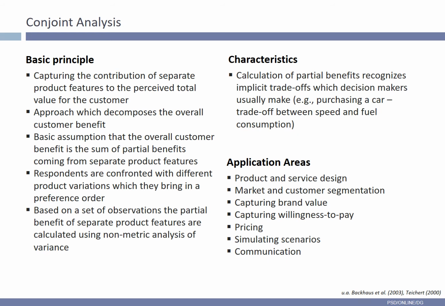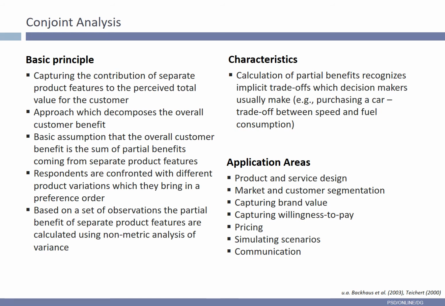Then there are some characteristics that are quite difficult to capture, such as the brand. How important is the brand for the customer when selecting a product? And the conjoint analysis is also able to calculate the specific contribution to the perceived benefit of a product of difficult to capture characteristics such as the brand.